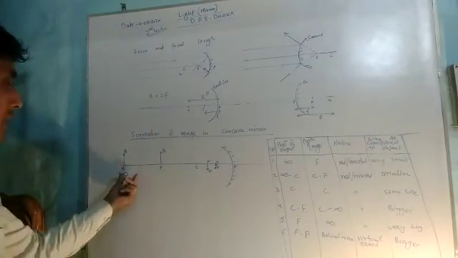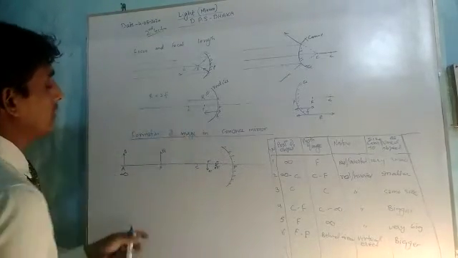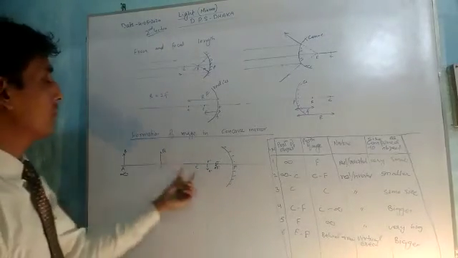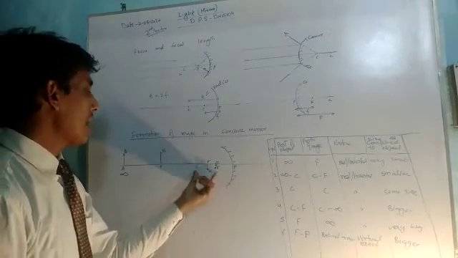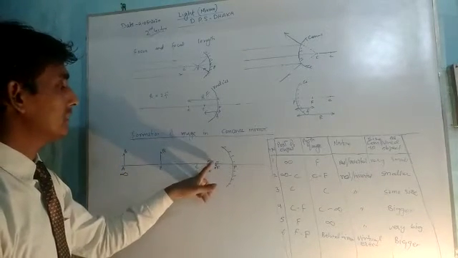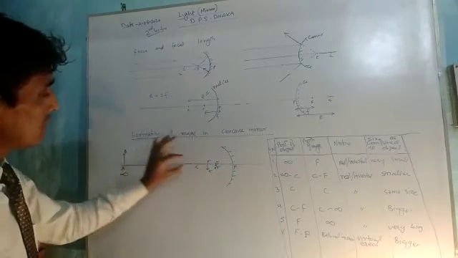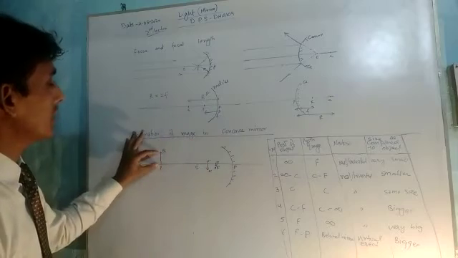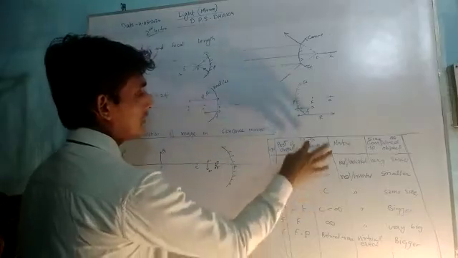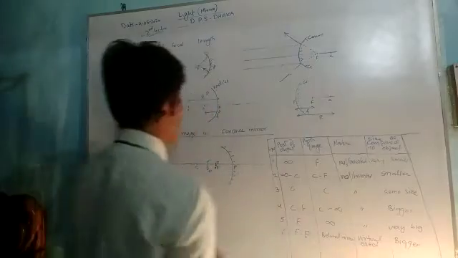And if any object is placed between C and infinity, suppose here is PQ, any object which is placed between C and infinity, the image of this will be formed between C and F, and upside down. Here P is downside and Q is upside. Here P is upside and Q is downside. So the image is inverted, and you can see the image is smaller than the object. So if the object is placed between infinity and C, the image will be formed between C and F, and the image will be real, inverted, smaller in size.